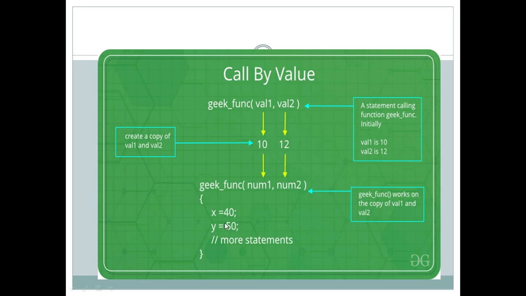But if I am going to override this num1, val1 and val2 as x is equal to 40 and y is equal to 50, then the values of this particular x and y, 40 and 50, are limited to this function only, and it doesn't change the value of val1 and val2. If I print val1 and val2 after this function, then it will be 10 and 12. It is not 40 and 50.